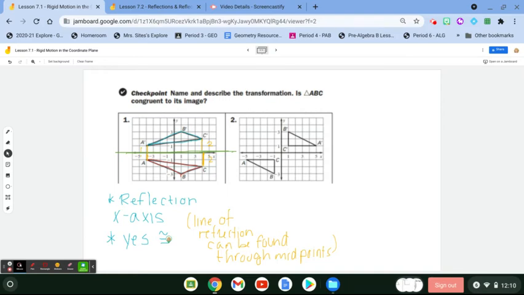Okay, let's take a look at question number 2. So again, I'm looking at the pre-image ABC and looking to see what was done to it to get to A prime, B prime, C prime. To me, it does not look like it was reflected this time because of where the point locations are. It does not look like it was picked up, down, left, or right to get there either. So this time it looks like it was turned to get there. So any type of turn that we were mentioning is going to be called a rotation.